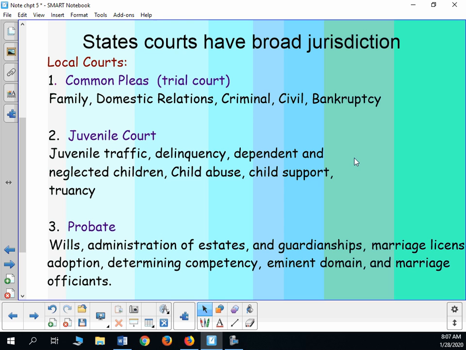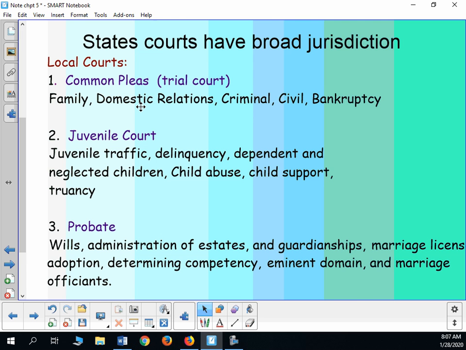What we're looking at here are our local courts here in Preble County. The first one is known as common pleas. That is the overarching court. It kind of is responsible for all the other courts, but specifically they are responsible for family issues, domestic relations, criminal, civil, bankruptcy, divorce, and so on.